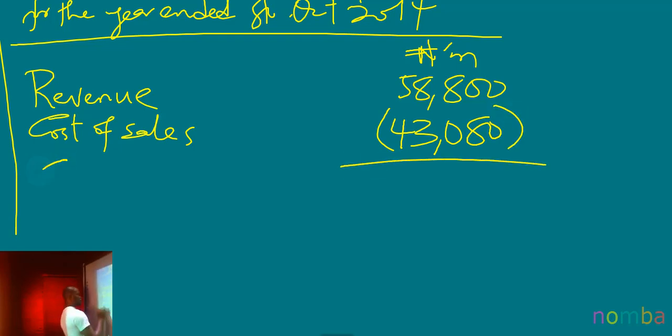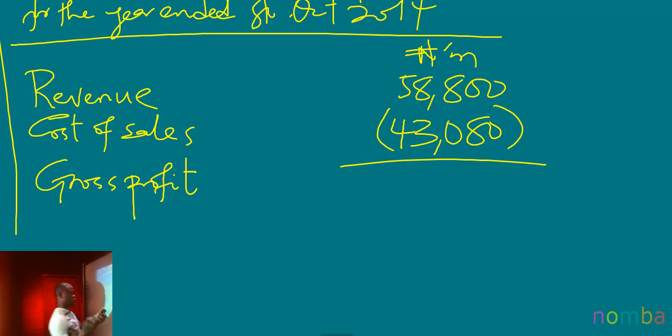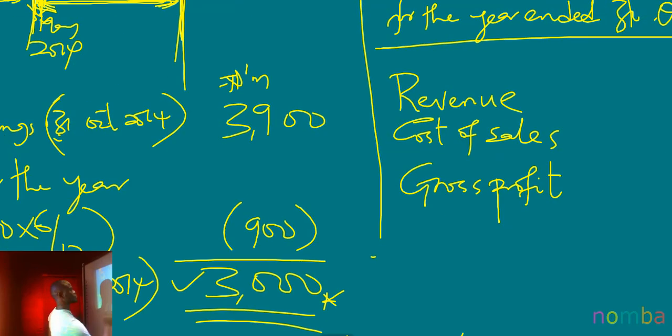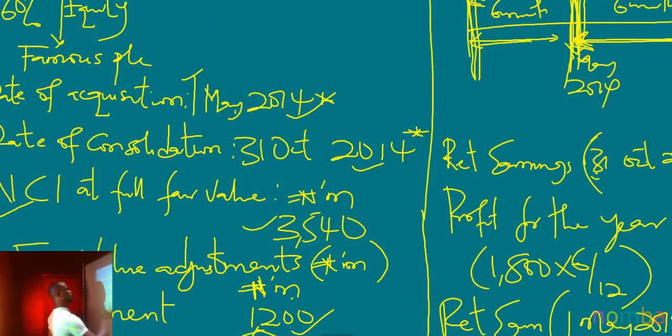Therefore, our gross profit will be 58,800 minus 43,080. That gives me 15,720. That's the gross profit. So let's go back to the question and pick the next figure.